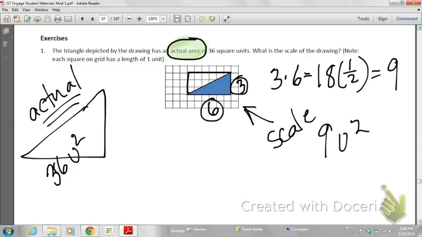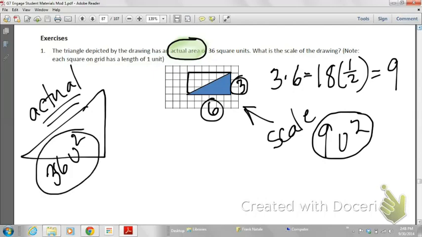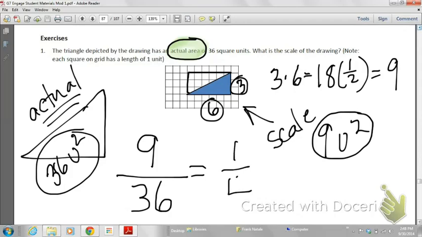Now if we compare the area of the scale to the area of the actual, remember, we would do the scale over the actual, which was 9 over 36, or 9/36. We could then see that this would equal 1 over 4.